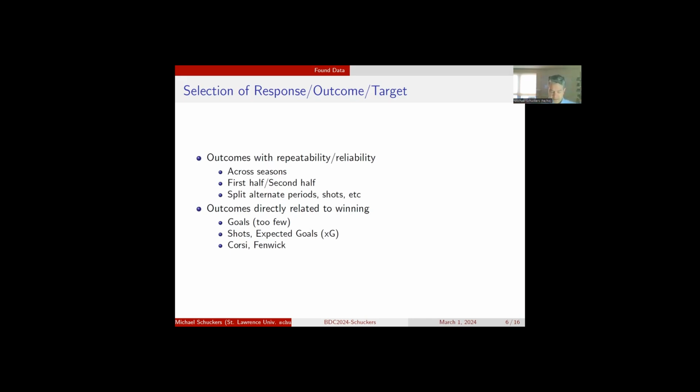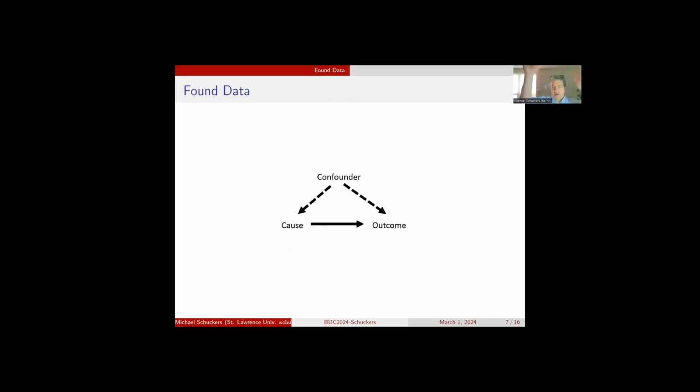And so these things are viable outcomes when we're looking at doing some hockey research on the sorts of effects that you're going to be looking at, right? Zone entries, zone exits, power play, and penalty kill. Okay, the idea here, right? We think of this cause and outcome.